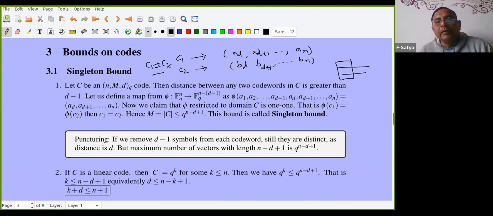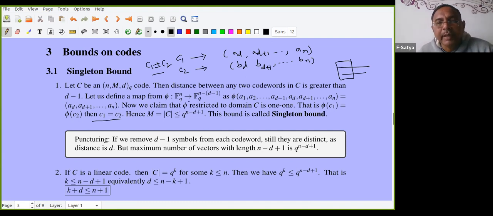If C1 is not equal to C2, then their images are also not equal. That means this map is 1-1. This is one approach to prove the Singleton bound; I will prove it in various ways. So phi of C1 equal to phi of C2 implies C1 equals C2. That is what I'm saying, right? So this is a 1-1 map.